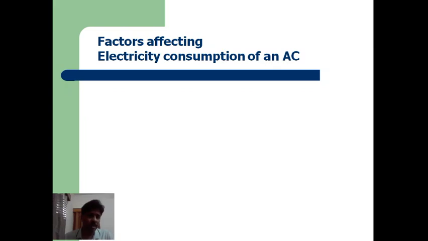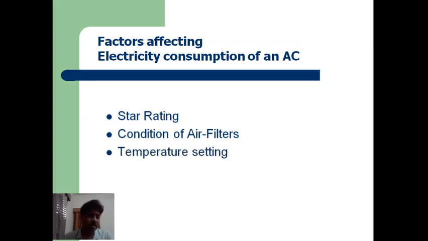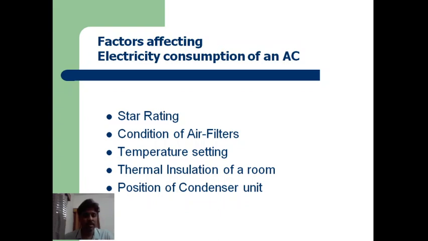Now what are the various factors that affect the electricity consumption of an AC, or in other words, the efficiency of a window air conditioning system? There are 4 or 5 important factors. First is the star rating of the window air conditioning system. Second is the condition of air filters. Third is the temperature setting, meaning what temperature you have set on the thermostat while running the AC. Next is the thermal insulation of a room, which we will discuss in the subsequent slides. And last one is the position of the condenser units. These are the 5 factors that can affect the efficiency of an AC.